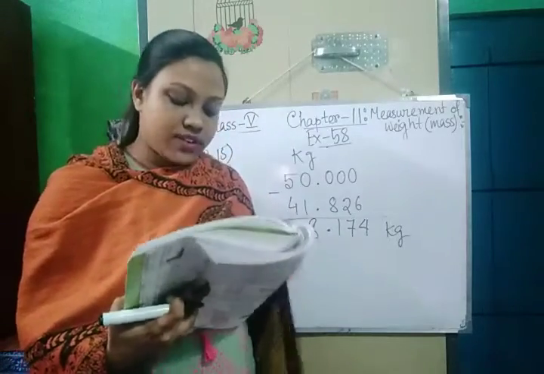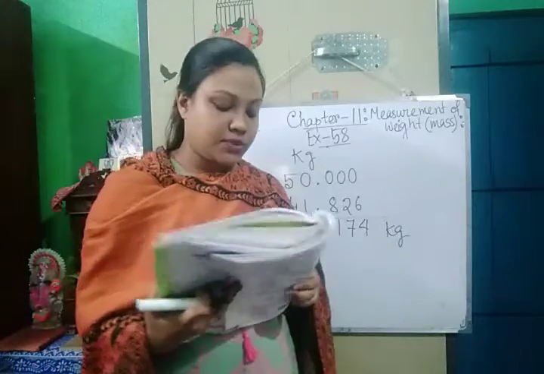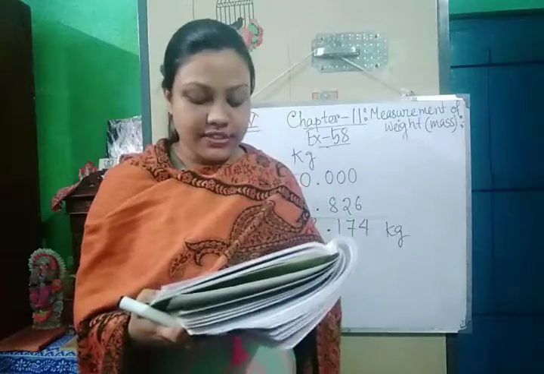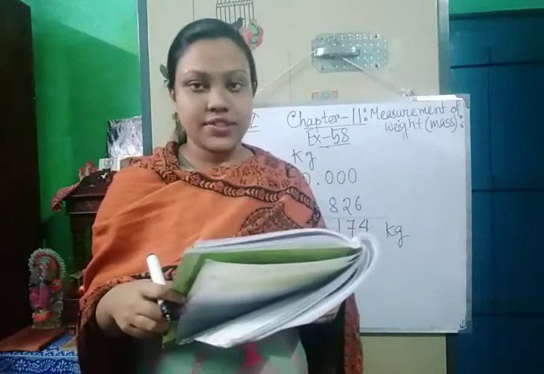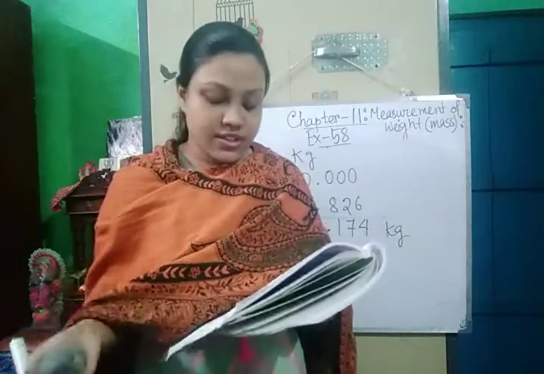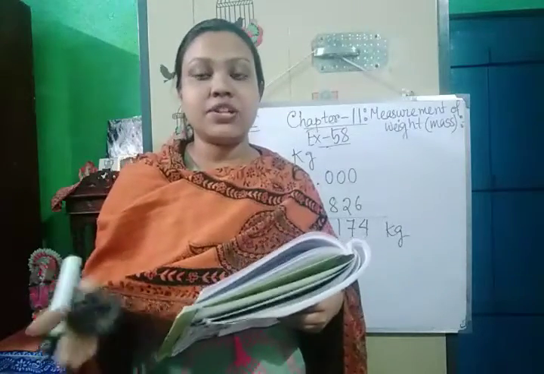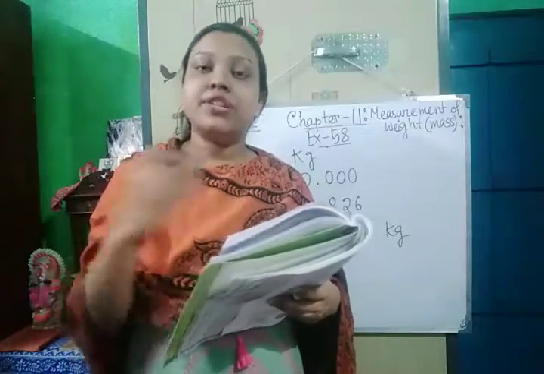Now next, word sums are there. I am doing question number 18 first from the word sums. Question number 18 is: a woman reduced her weight by 10.806 kg. What was her original weight if now she weighs 50.970 kg? So her weight is 50.970 kg, but she has lost 10.806 kg. So what was her previous weight?